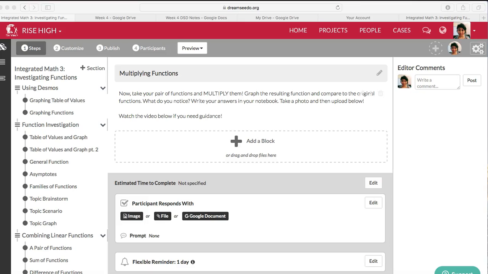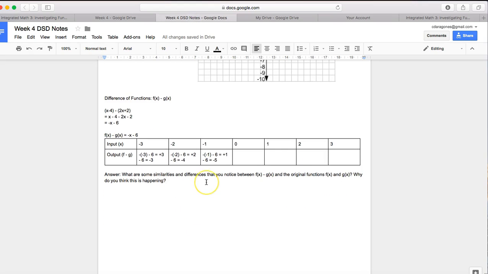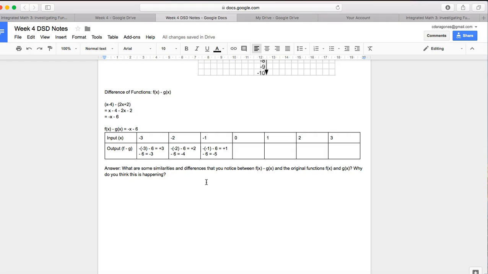Alright, so in this part of the chapter, you added the two functions, you subtracted the two functions, now you're going to multiply them. So again, I'm using my examples. You have to do this for the pair of functions you chose, but you're going to take your two functions and you're going to multiply them together. So we're going to call this product of functions, f of x times g of x.